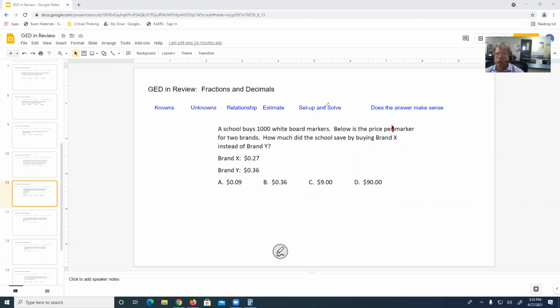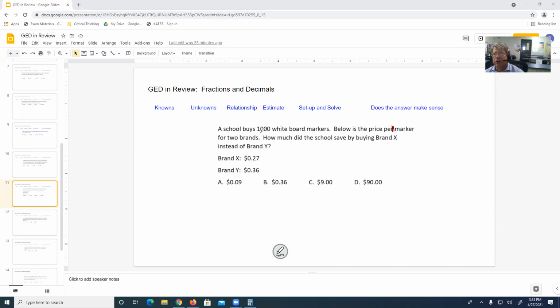So again, the school buys 1,000 white markers. The price per marker is listed. So brand X is 27 cents per marker, and brand Y is 36 cents per marker. And what they want to know is how much the school can save by buying brand X instead of brand Y. So on this one, again, we got some math to do.